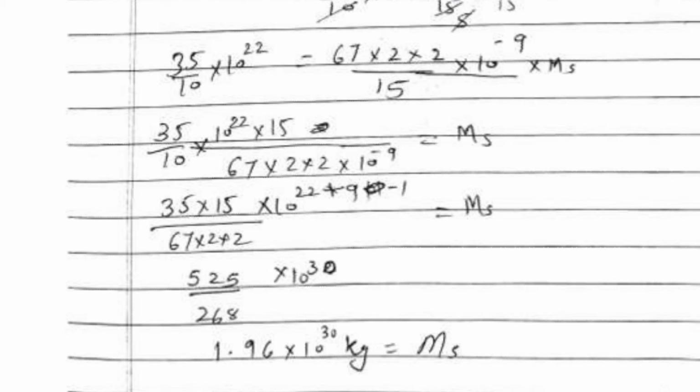Now children, let this 10 raised to 30 be as it is. What you are supposed to do? 525 divided by 268. You have to do up to 3 places of decimal and round it off to 2 places of decimal. So when you do it, you will get the answer 1.96, and of course this 10 raised to 30 is there already. So the answer for the mass of the sun is 1.96 into 10 raised to 30 kg.